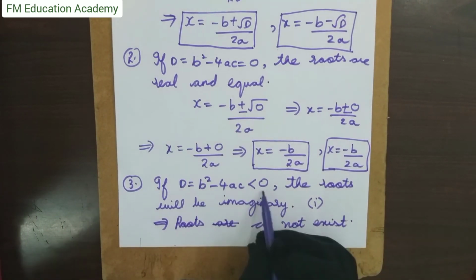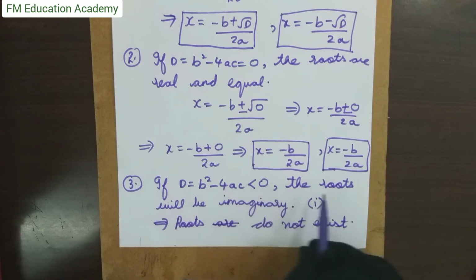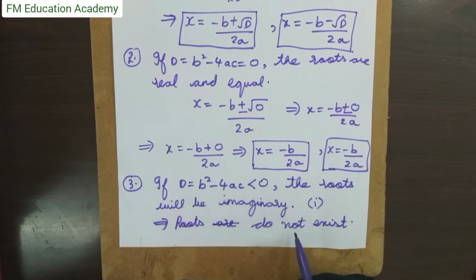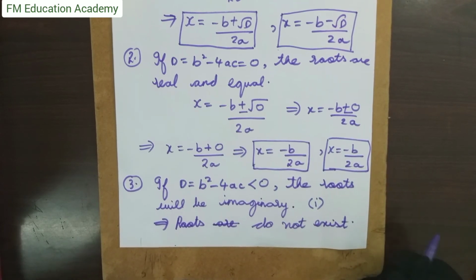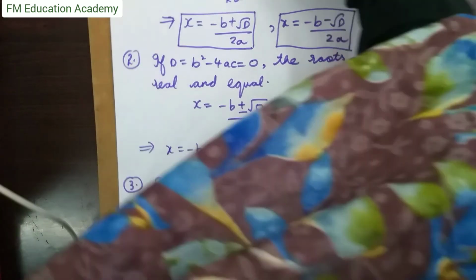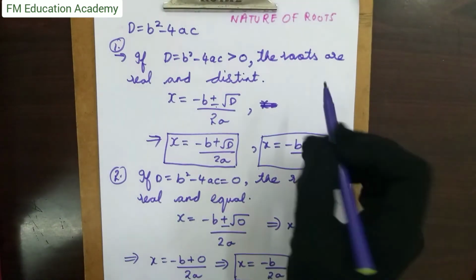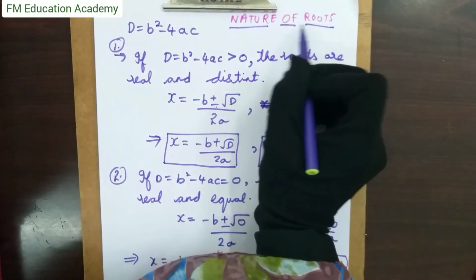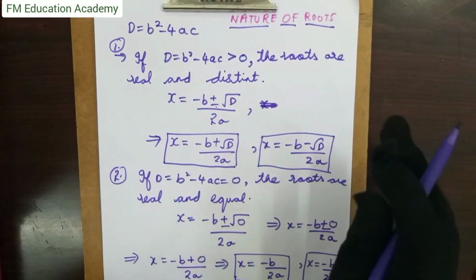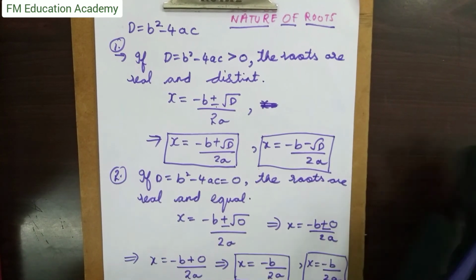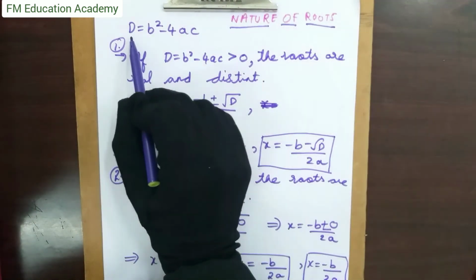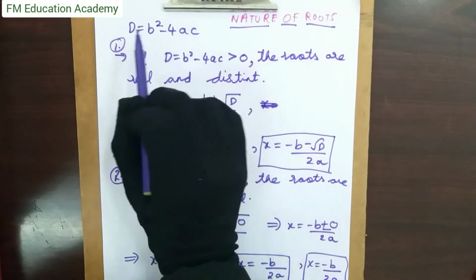So if D is equal to b square minus 4ac is negative, that is less than 0, we can say the roots will be imaginary. So if the roots are imaginary, remember that roots do not exist. That is, we cannot find out the value of roots. If the question asks you to find the roots by the discriminant method or quadratic formula method, or even if it is not asked, you can use this method. That is, find out the value of D. What is D? b square minus 4ac, that is nothing but the discriminant.